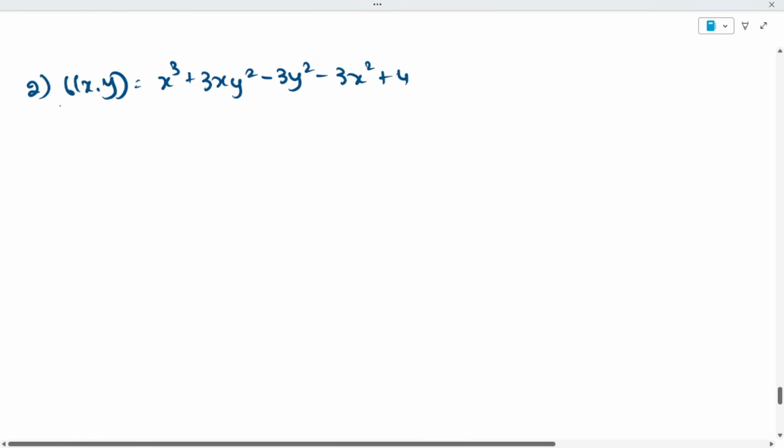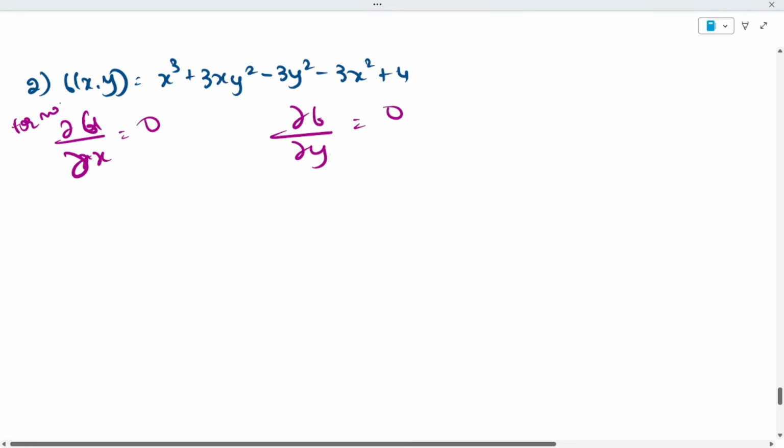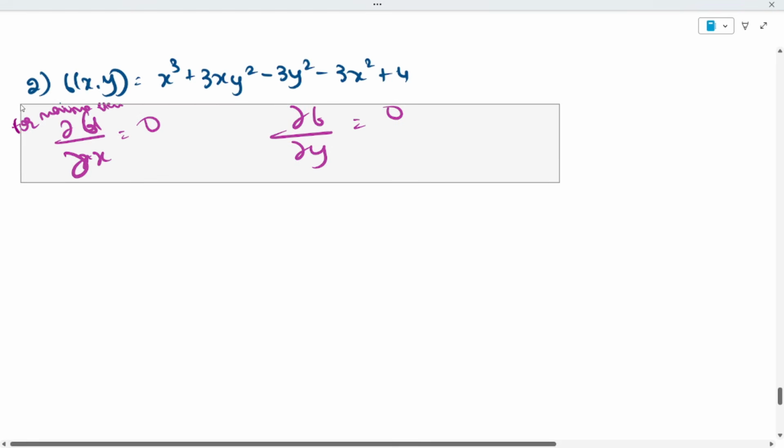Now the next question will be solved the same way. You have to take two variables and differentiate with respect to x and y, substitute at 0 and equate to 0, and you will get the values for del f by del x and del f by del y. You will get it here as 0, 0. For minima and maxima you should do this. First I'll write it down, because otherwise you will not understand, right?